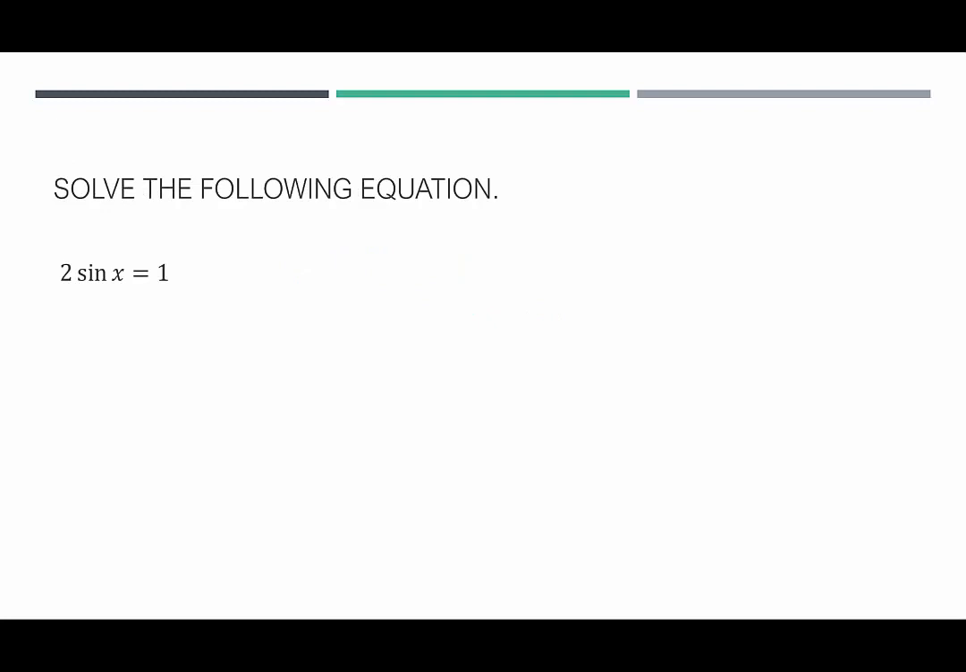Let's look at some examples. So in our first example, it says solve the following equation. And you'll notice it doesn't give any sort of range to express the answer in. So we're looking for all the possible solutions. The first thing we want to do is get sine of x by itself. It's being multiplied by 2, so I'm going to divide both sides by 2. And that's going to leave me with sine of x is equal to 1/2.